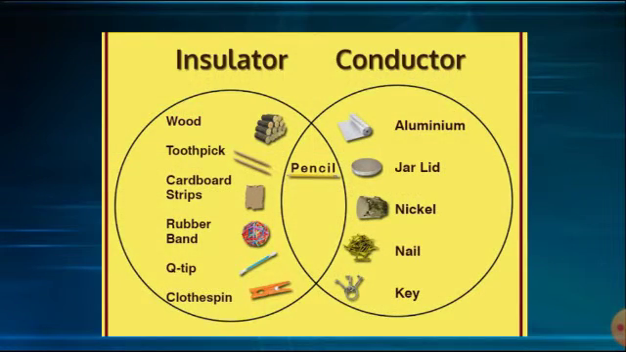Here are some examples of insulators and conductors. You can see that a pencil is in between the insulator and conductor because one part of the pencil is made up of wood, which is an insulator, and the other part is made up of metal, which is a conductor.